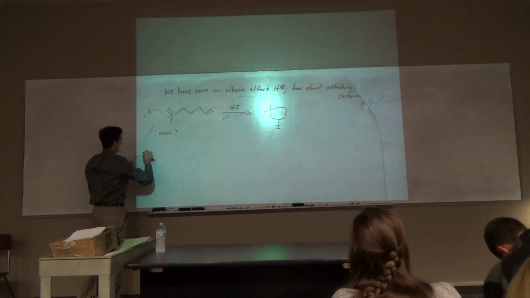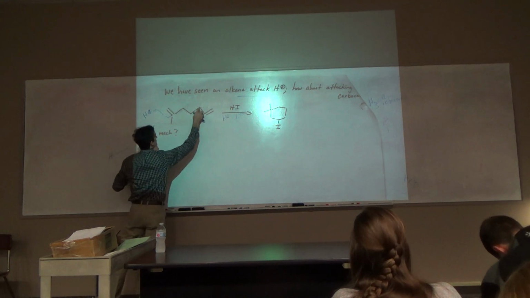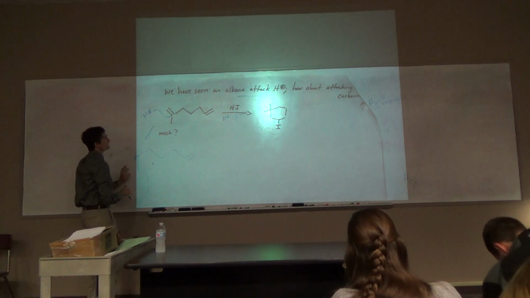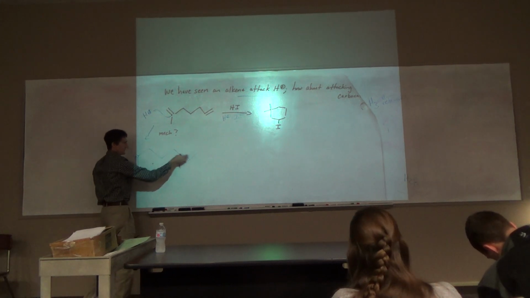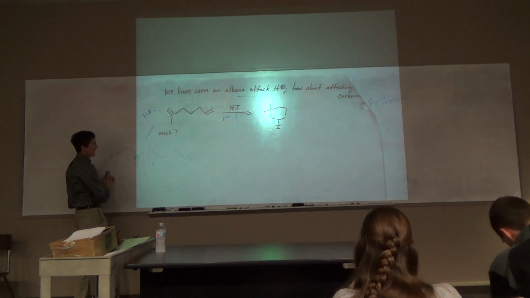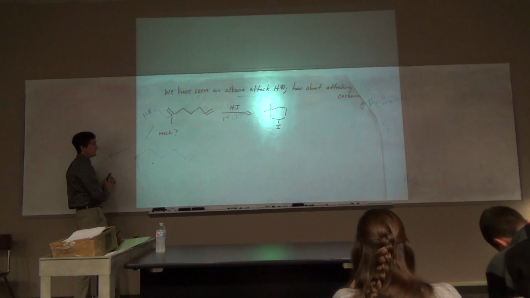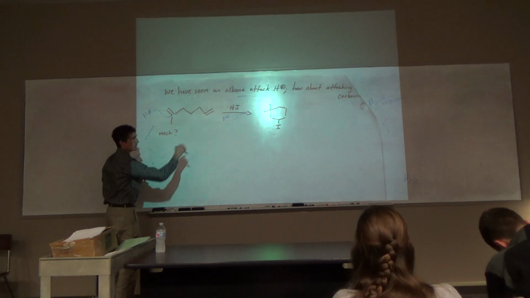1, 2, 3, 4, 5, 6, 7. Oh. 1, 2, 3, 4, 5, 6. Okay. That's it. Gotta be careful. A lot of times you guys lose track of how many carbons you got, etc. So we make a tertiary cation. Hopefully we're rewarded and we get to where we want to go.